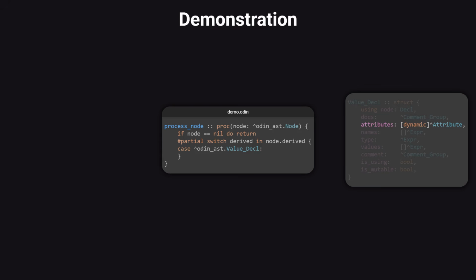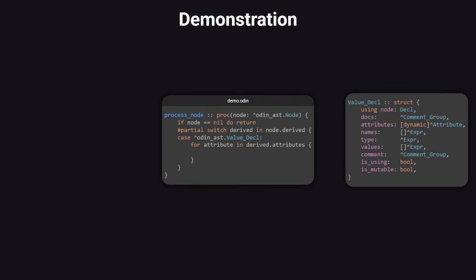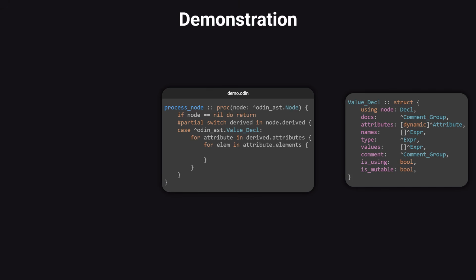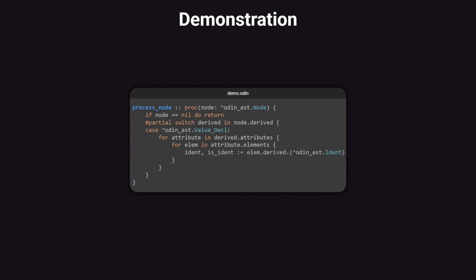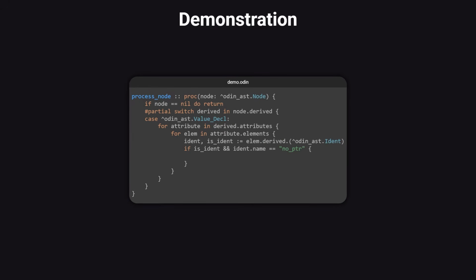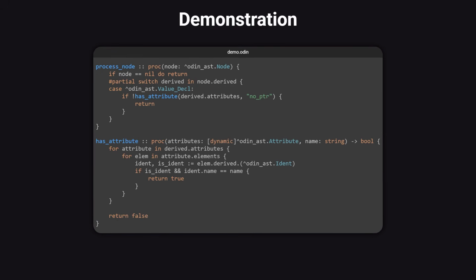First, we loop over all the attributes. Then, we loop over each attribute's elements. From there, we can check if this element is just an identifier, and then we can check the name. I'm going to pull this out into a separate proc, since that's just hard to read.